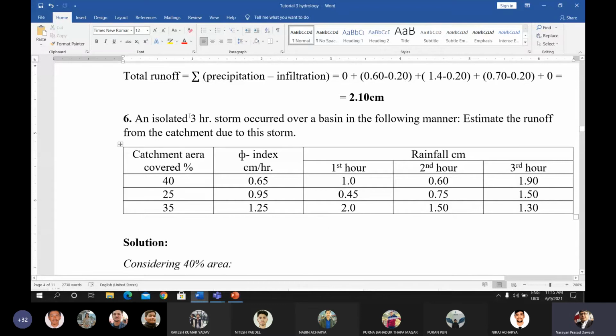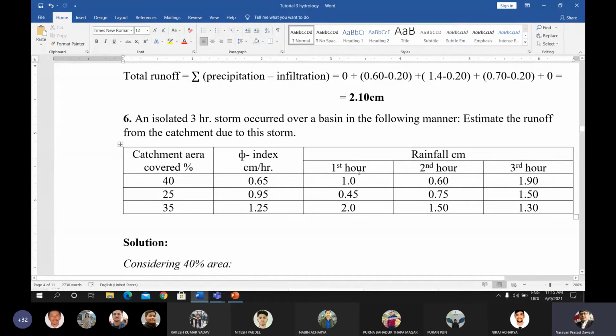Now, according to the question, estimate the runoff from the catchment due to this system. What will be the total runoff from the catchment? Calculate the total or the average runoff from the catchment. This can be done. Now, for this, we have to find the intensity of rainfall for the first hour. What will be the intensity of rainfall for the first hour?